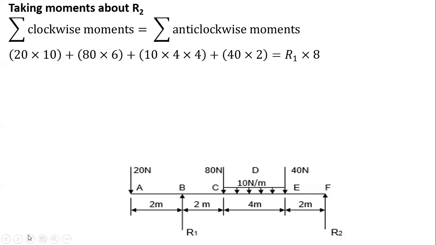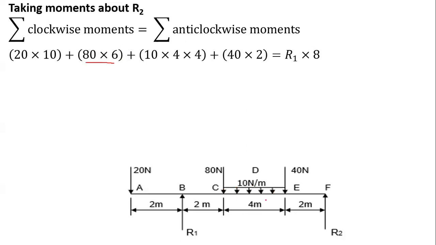So what do I have? I can now say this 80 multiplied by the whole distance up to R2. What is that distance? I can see that this distance is a combination of this plus this. I'm talking about 4 meters plus 2 meters, giving me 6 meters for the 80 kilonewtons. So I have 80 multiplied by 6. Next, I continue. I come to the UDL. In the UDL, what I have now is 10 newtons per meter.